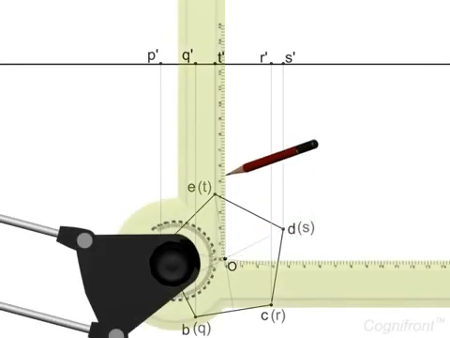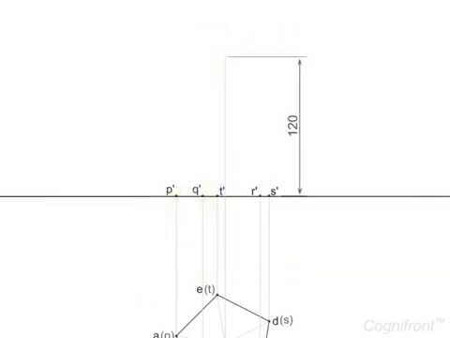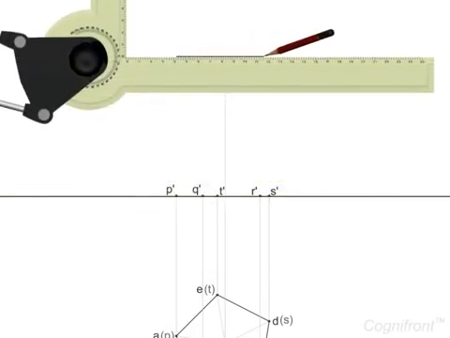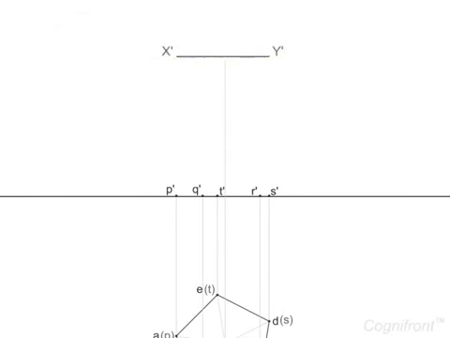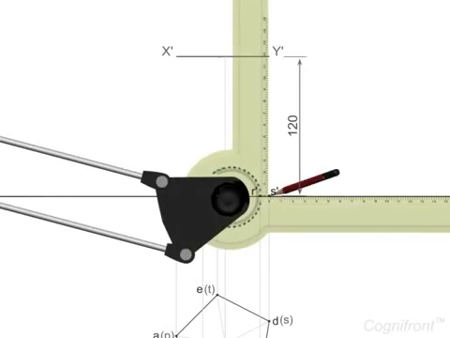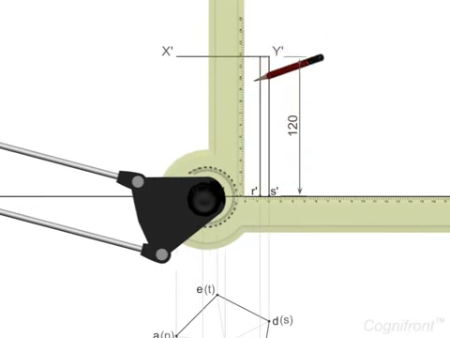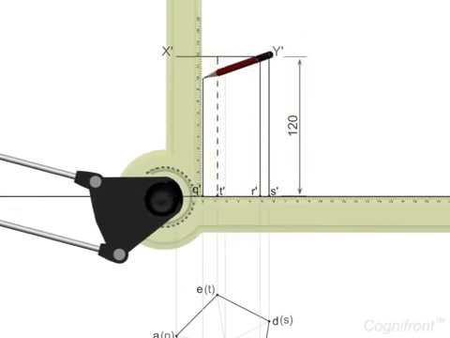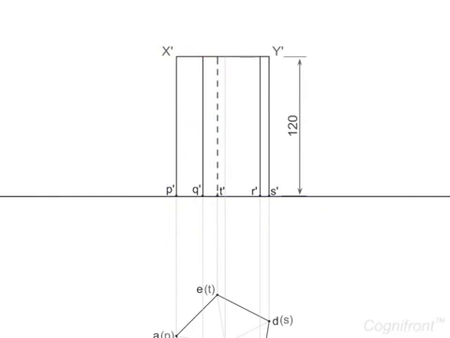Now, extend projector from the center O long enough to be able to represent 120 mm height of the prism. Then draw line X dash Y dash parallel to XY at a distance of 120 mm. After that, project the base points vertically to intersect line X dash Y dash at points A dash, B dash, C dash, D dash and E dash.